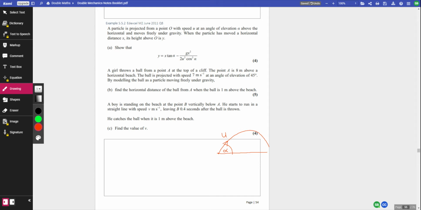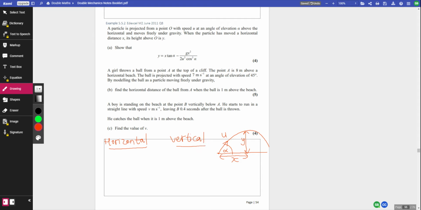So if we pick a general point on the path of this particle, it doesn't matter where, I'm going to assume it's about there. So once it's moved to horizontal distance x, its height above O is y. And we're being asked to form an equation linking those two things together. As with any projectiles question, we want to look at horizontal motion and vertical motion separately. So we consider everything we know about the horizontal motion and then everything we know about the vertical motion.